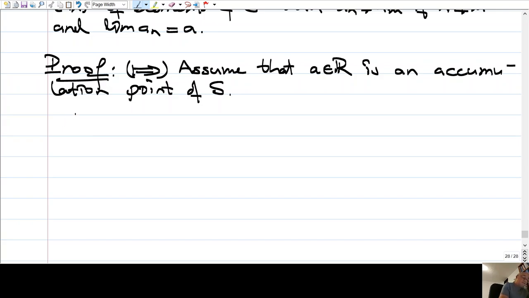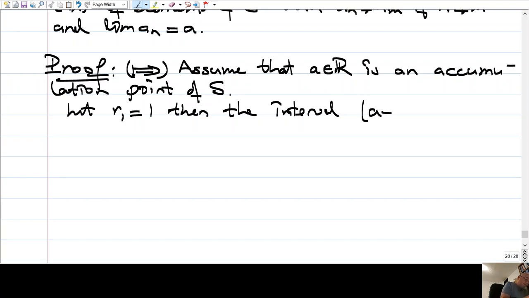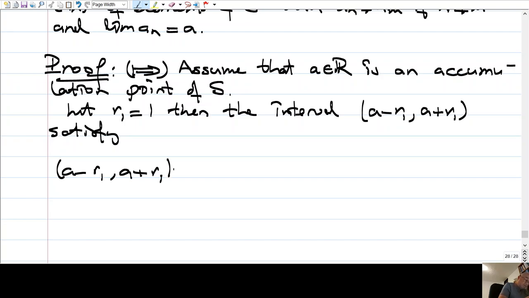Okay, so let R1 be equal to 1, okay? Then the interval, so accumulation point minus R1, accumulation point plus R1 contains, satisfy this. So the deleted neighborhood. The deleted neighborhood intersection with S is not empty, right? That's the condition.